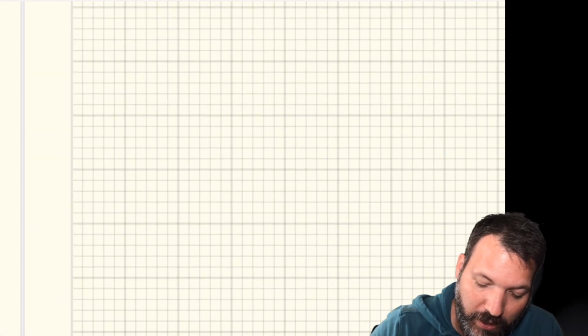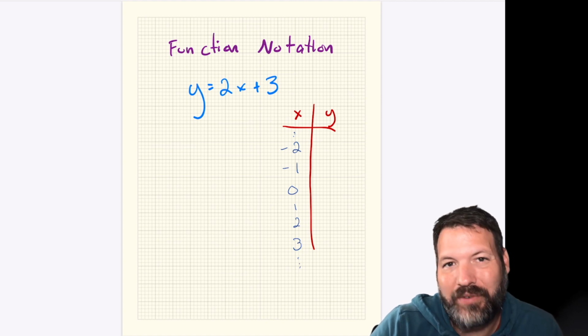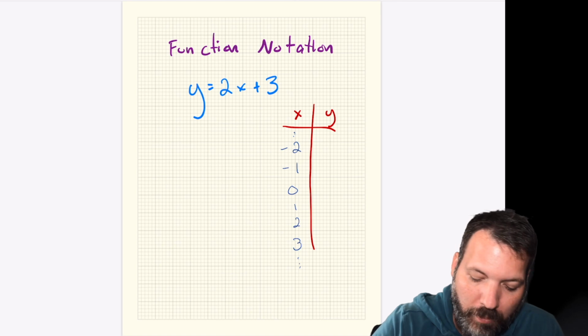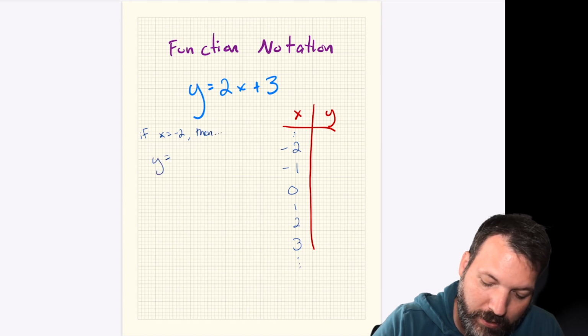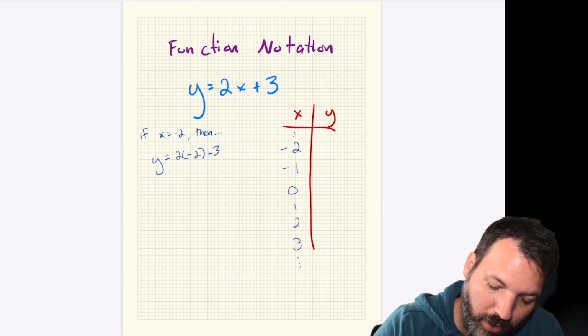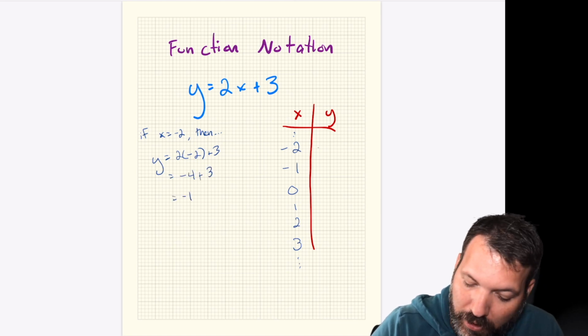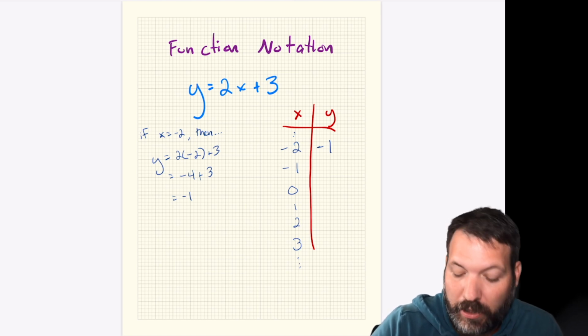Now I've got all this nice space here where I could be doing my scratch work, but it's kind of awkward right now to start writing down what it is that I'm doing. Like I need to say, if x is -2, then y is going to be 2 times -2 plus 3. So that's -4 plus 3 equals -1. Okay, so that gives me an ordered pair, -2, -1.